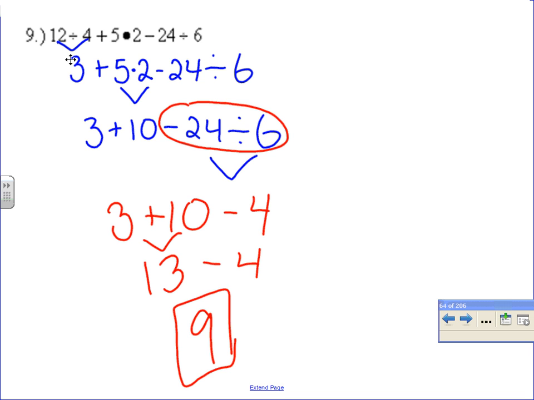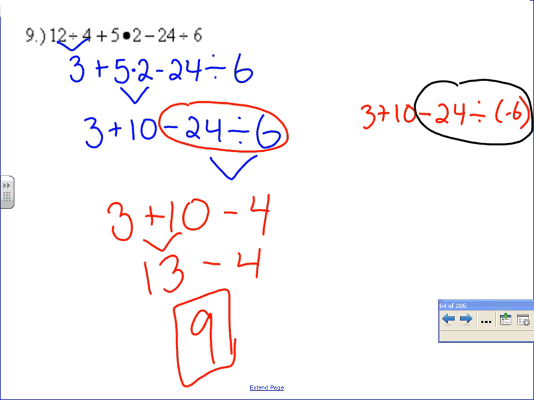No. So let me show you over here. So if we had 3 plus 10 minus 24 divided by negative 6, okay, you would take care of division next. So I'm going to circle these. So it would be negative 24 divided by negative 6. Rewrite 3 plus 10. Negative divided by a negative is a positive. So the answer would be completely different. The answer would be 17. Everyone, does that make sense to everyone that this completely changes the problem? One little negative sign. It doesn't just make the answer positive or negative. It completely changes the answer.